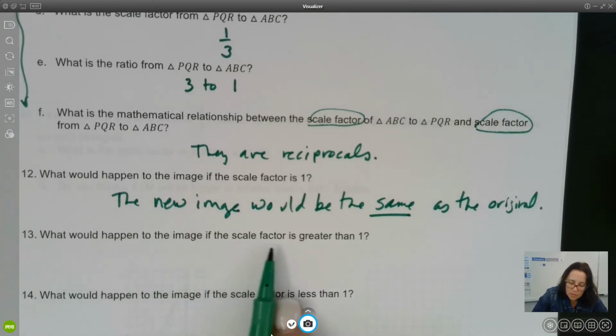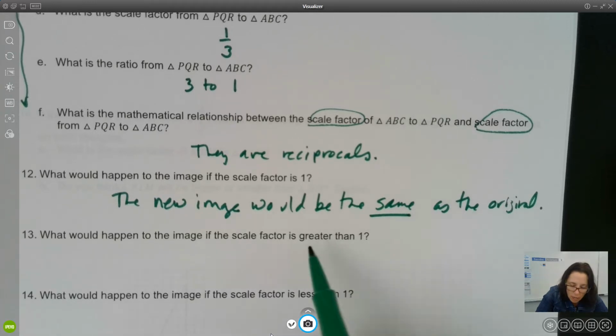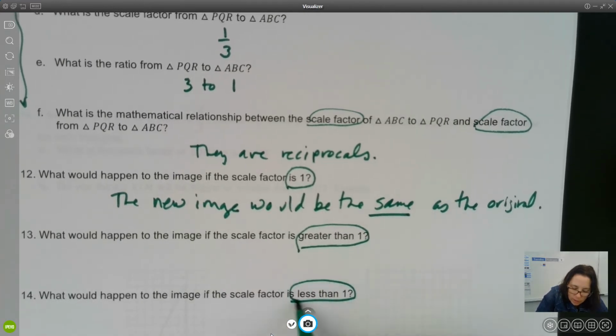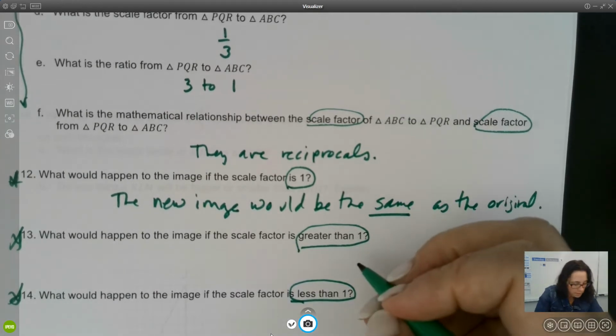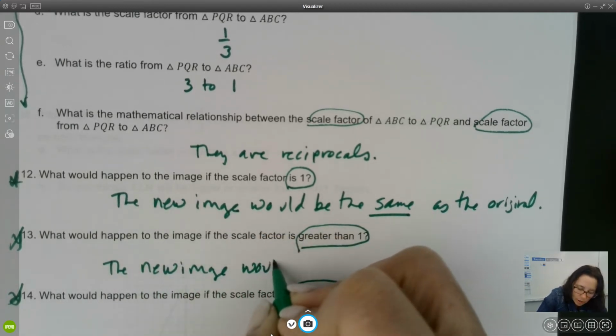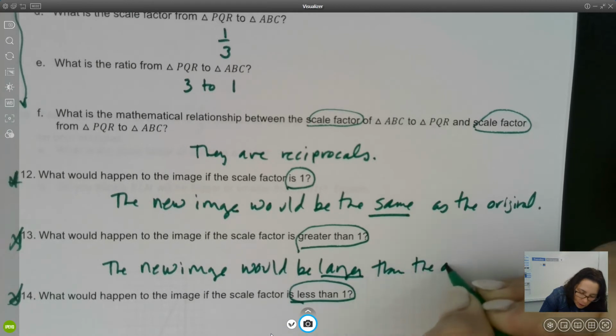What would happen to the image if the scale factor is greater than 1? If you take a triangle and you multiply all the side lengths by a number that's bigger than 1, don't you think you're going to be blowing that triangle up to a larger image? You need to understand this. Is 1, greater than 1, and less than 1. These are key. This page is key. So if it's greater than 1, the new image would be larger than the original.